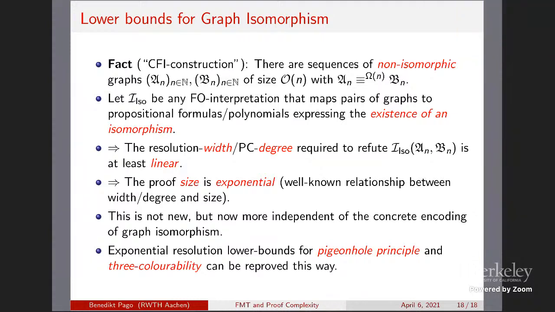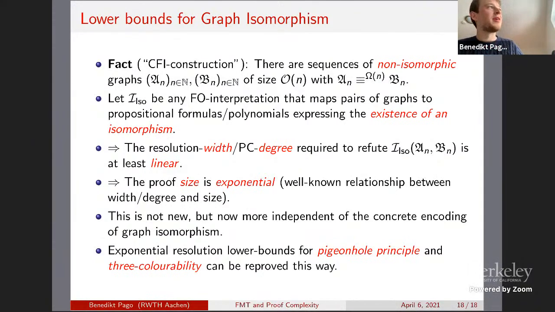Pavel asked the question, how do you prove the lower bound on the pigeonhole principle formulas? The formula has large width. Yeah, you take some ordered structures which essentially encode the pigeonhole principle. And then you have to show that the structure that corresponds to mapping n pigeons to n holes and the structure that corresponds to mapping n plus one pigeons to n holes cannot be distinguished using fewer than n variables in first order logic.